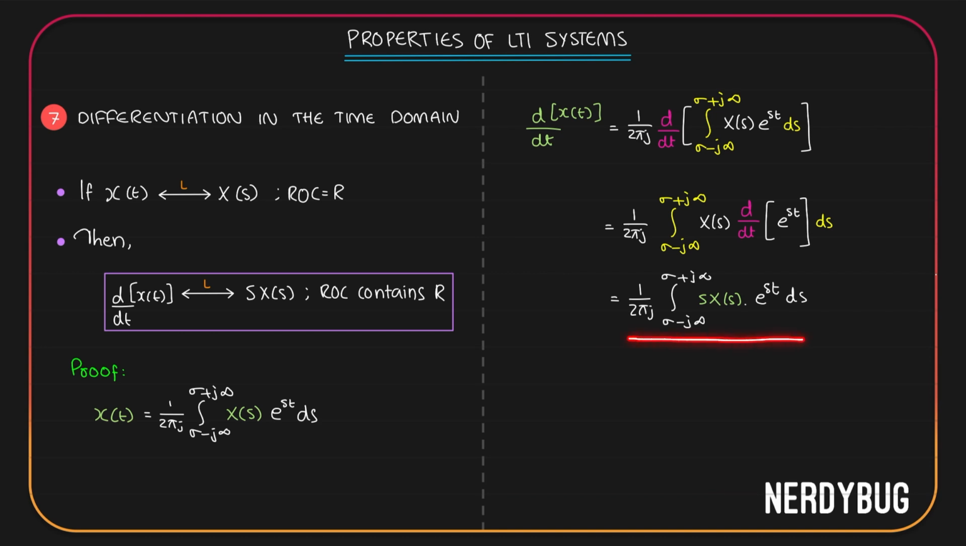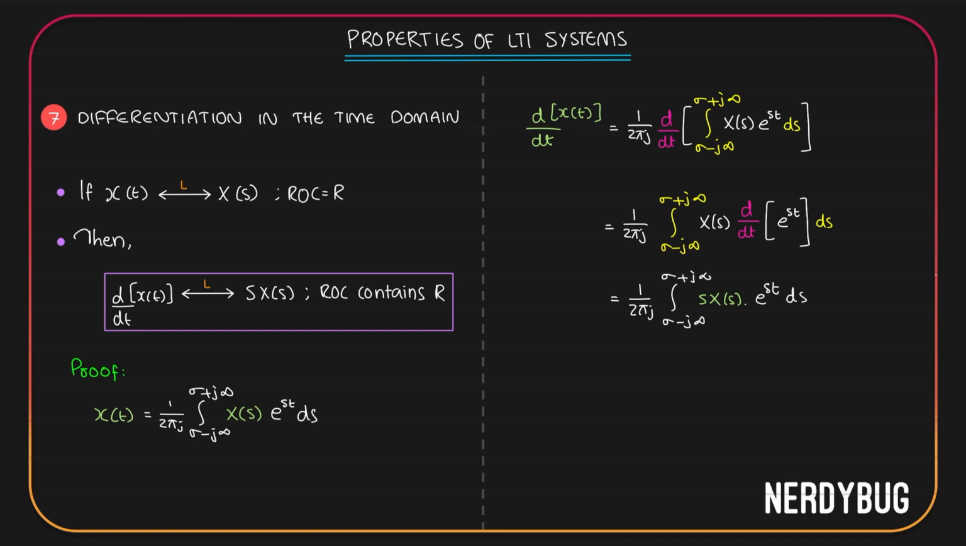Now compare this equation with this equation. There is only one slight difference. Instead of x of s, here we have sx of s. When you had x of s, it was x of t. When you have sx of s, it is d by dt of x of t. So if x of s is the Laplace transform of x of t, then sx of s is the Laplace transform of d by dt of x of t.